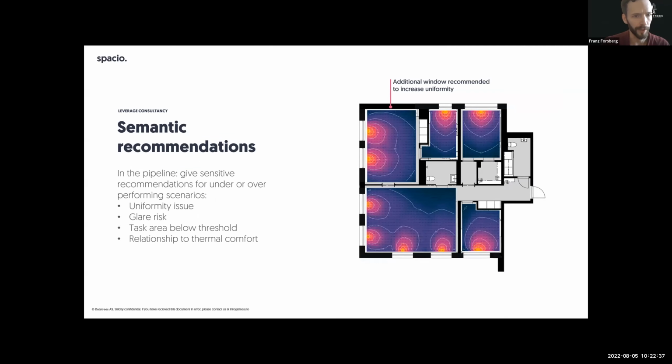And we're also very interested in how we could leverage consultancy so we could give sensible recommendations for under or overperforming scenarios, like uniformity issues, a glare risk, or if a task area, for example a desk, is under a threshold, and also the relationship to other building performance metrics.